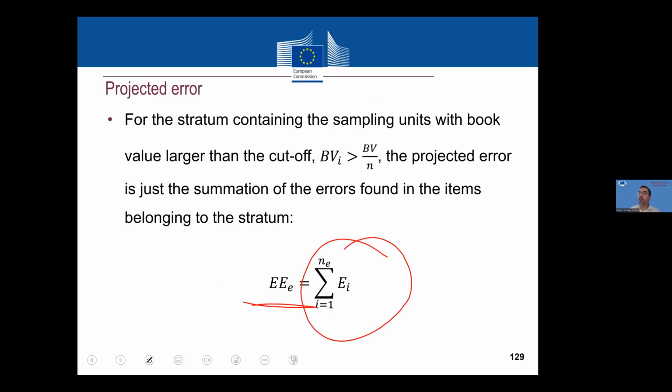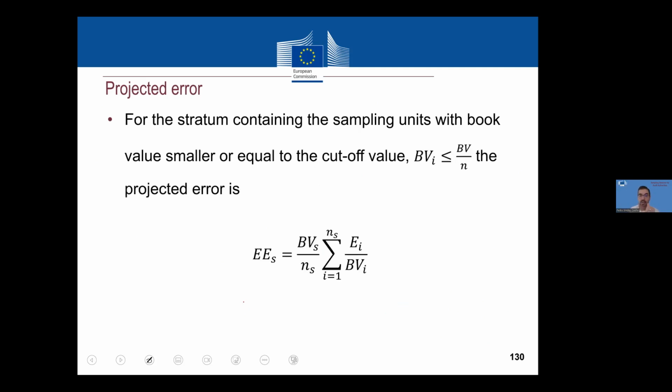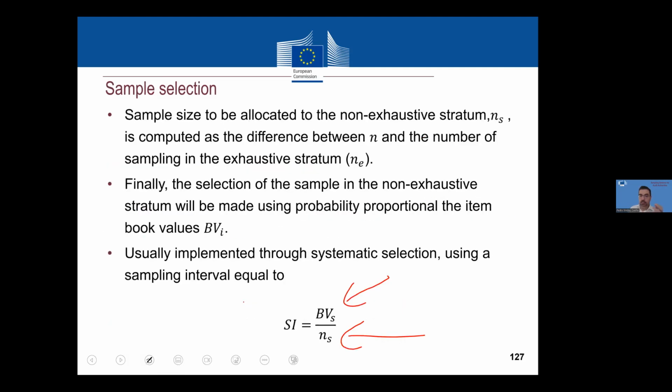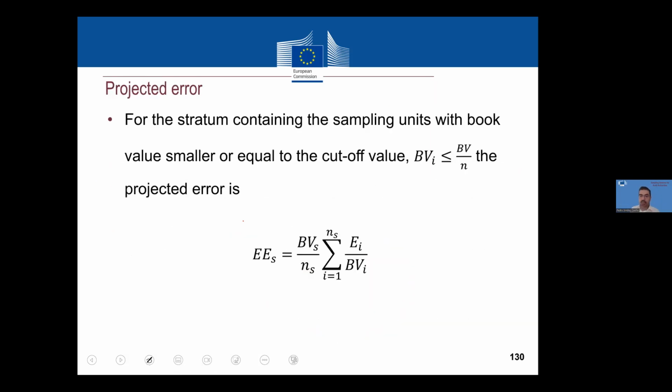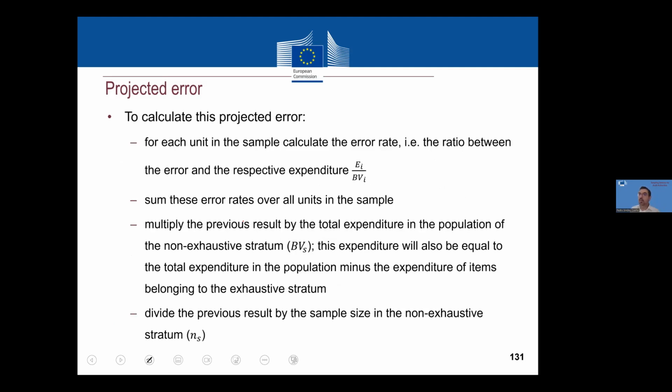In the low value stratum of the population, it's different. I have to find a way to project the errors from this sample here into the population. How? Using a formula that I'm going to decode here, but it's extremely easy to understand. For each unit in the sample, I will calculate the error rate.